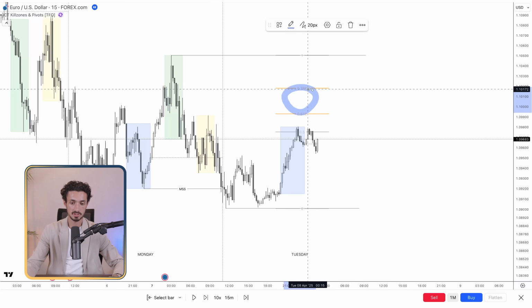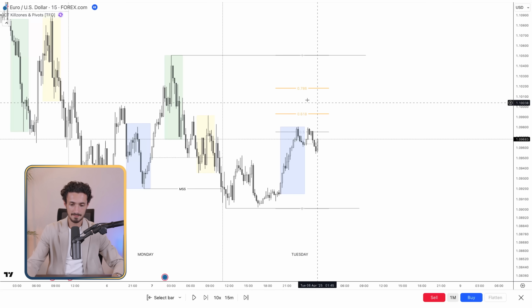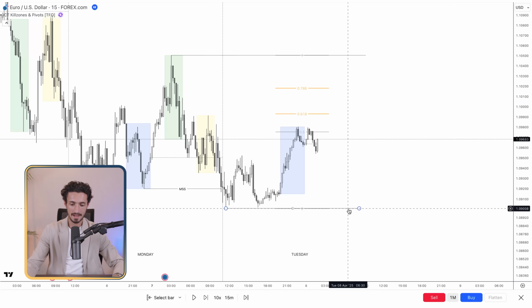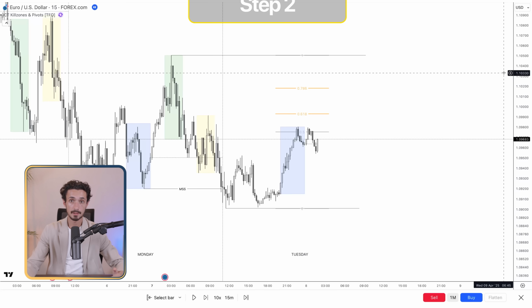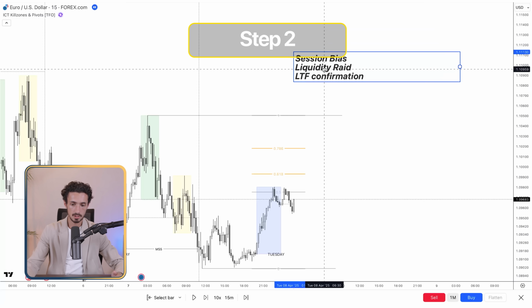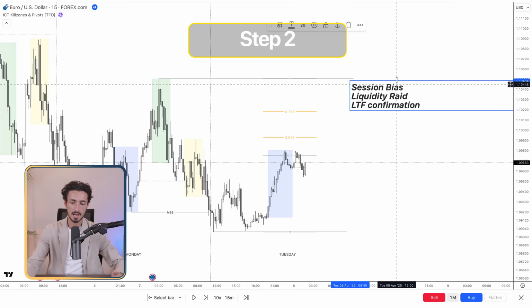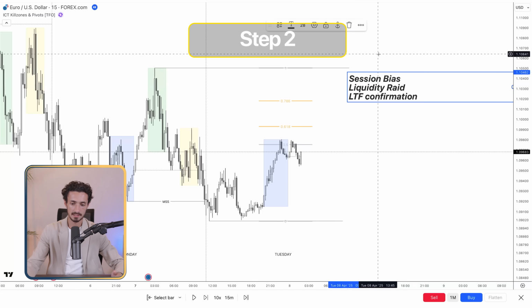But honestly, this is just an extra confluence. So we have our fib, we're inside of the premium, we have our bias. I'm clearly expecting lower prices. Now, step number 2 is liquidity raid. I need to see some type of liquidation when I get into my London session.